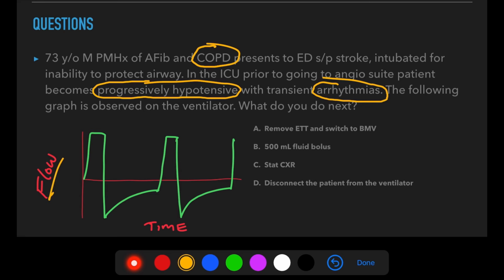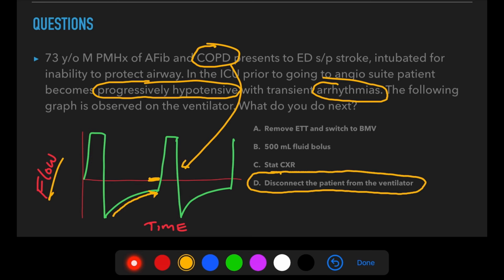So this is flow over time, and what we see here is in the exhalation phase, we still have air flowing out and never returning to a zero flow state. So the patient is never fully exhaled, and you can see that with COPD. And so what is happening with this patient is they are auto-peeping, so much so that they are becoming hypotensive and having arrhythmias. Your solution to that is going to be D. Disconnect the patient from the ventilator, let them exhale all the way, and once the lungs are decompressed, hook them back up to the ventilator with different settings, longer expiratory time.